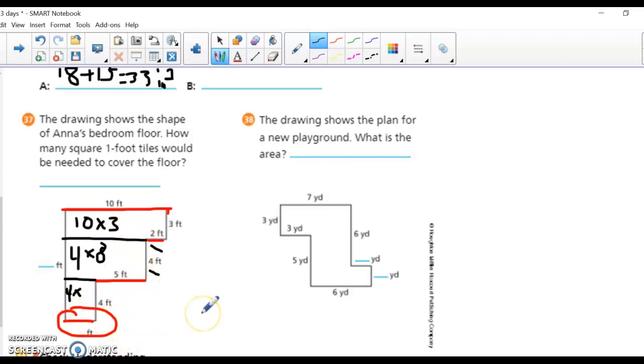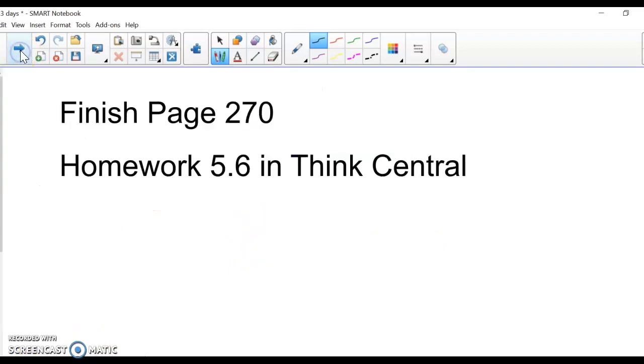Okay? So like I said, this is the trickiest part of area that we'll deal with as 4th graders. Okay? And so what you'll do next, you do have page 270. I want you to try and finish that page. And then there is homework 5.6 in Think Central that combines all 3 of the days that we've worked on area. And then there's some IXL practice too that your teacher may have assigned to you.